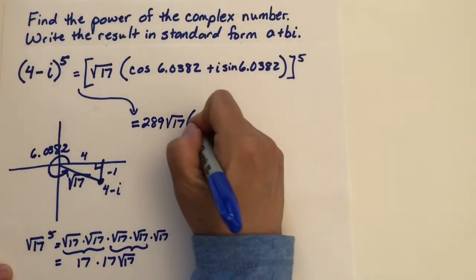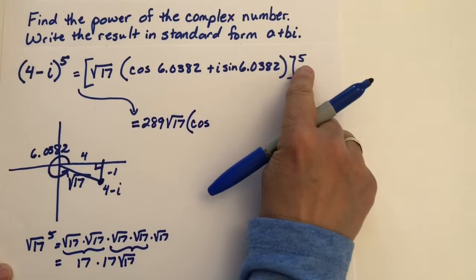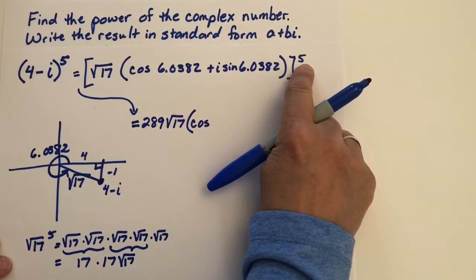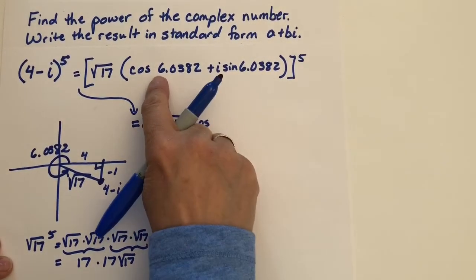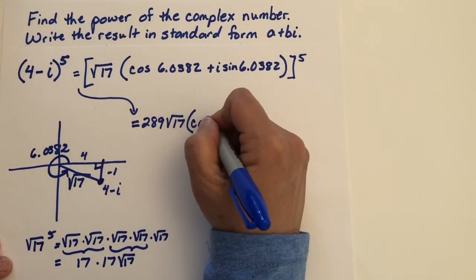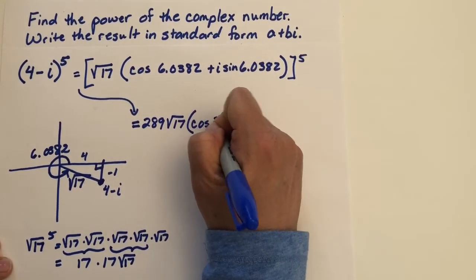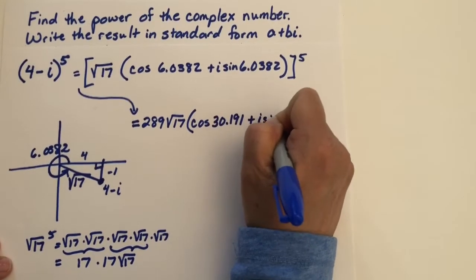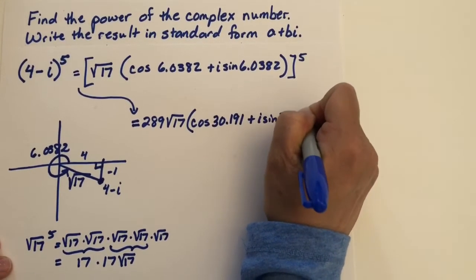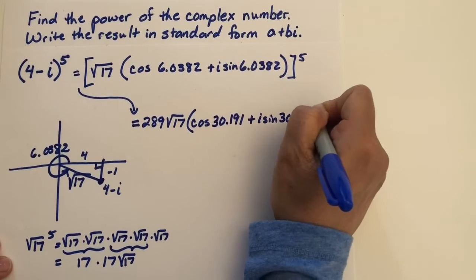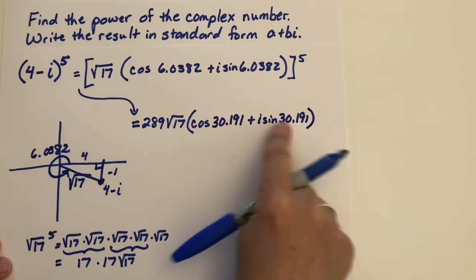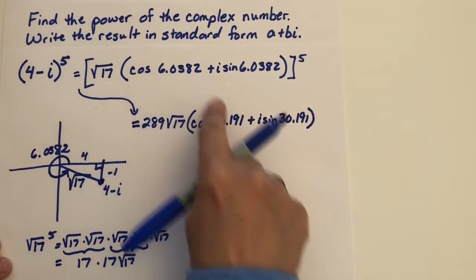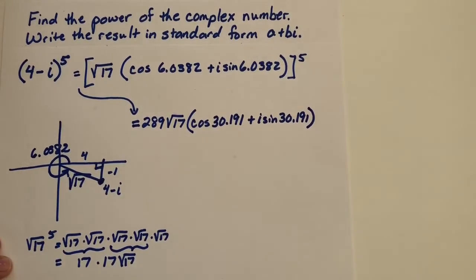times cosine, and I'm multiplying by 5. So multiply this angle by 5 and you would get 30.191. 30.191 plus i sine 30.191. Remember, these are in radians. This was in radians, so this is also in radians.